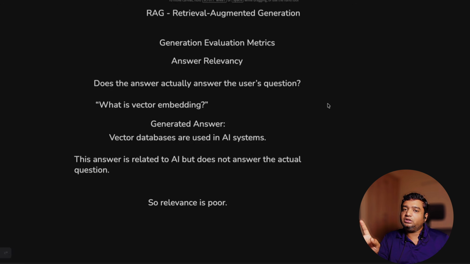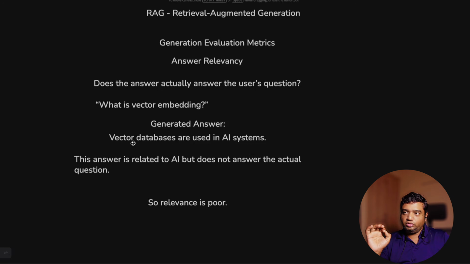It was about having the same answer in both systems, meaning the retrieval system and the generation system. But in answer relevancy, you've asked some question, and the question is whether the output of your RAG system is actually answering it. If so, then the answer is very relevant. For example, the question is what is vector embedding? The generated answer is vector databases are used in AI systems. This answer is related to AI and it does not answer the actual question. So the relevancy is poor.